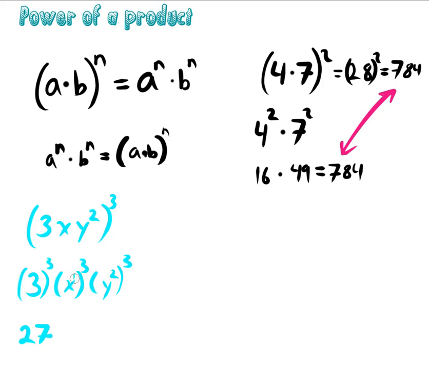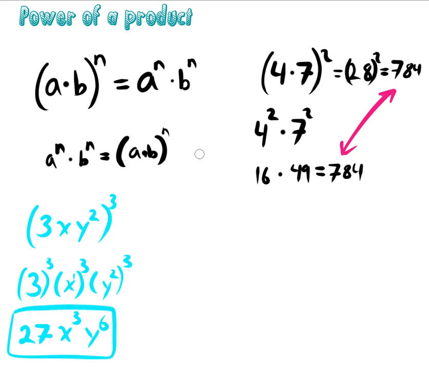For x to the 1st raised to the 3rd power, we learned from the power to a power rule that if I have a power raised to another power, I just multiply the two. So x to the 1st to the 3rd power is the same as x cubed, because 1 times 3 is 3. Then here I have y squared to the 3rd power. That's 2 times 3, which gives me y to the 6. And that is my simplest form for that.